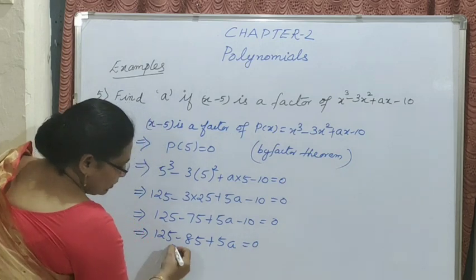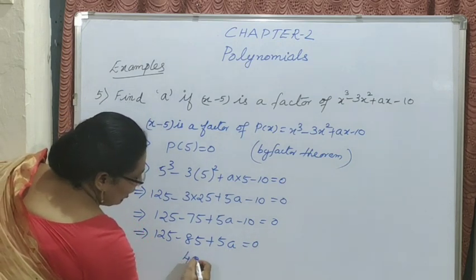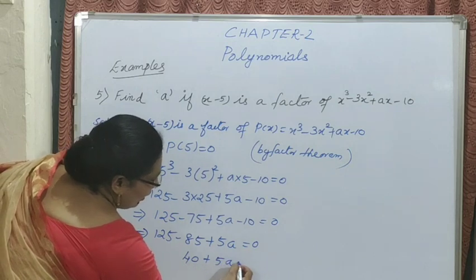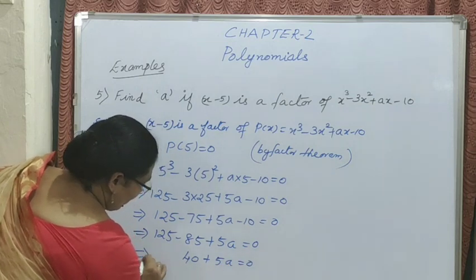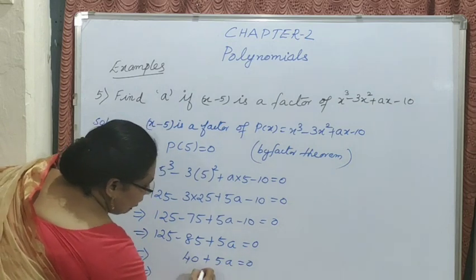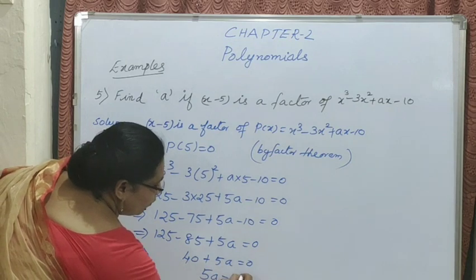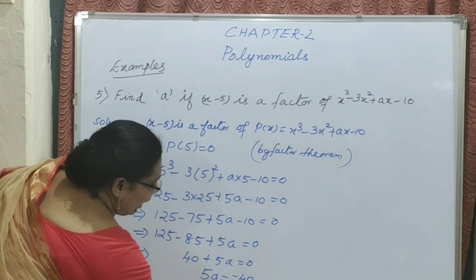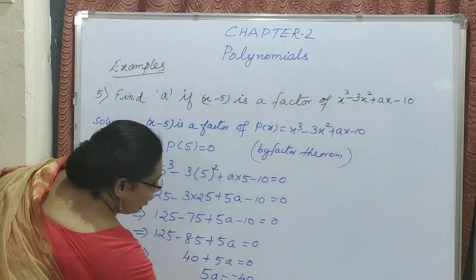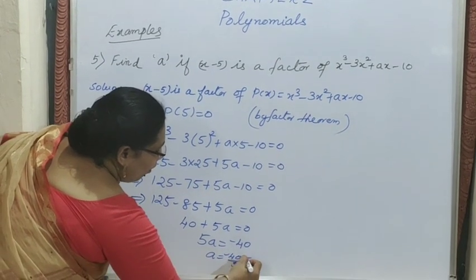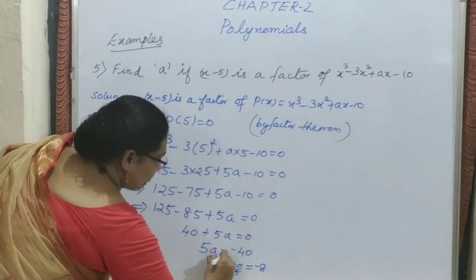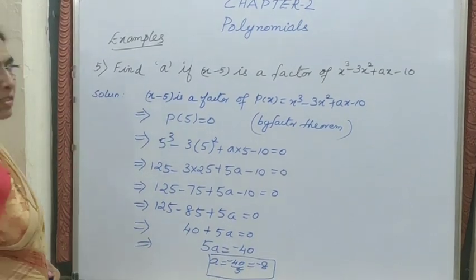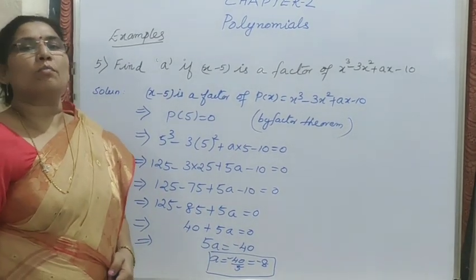So what is the subtraction here? It is 40 plus 5a equal to 0. So this implies 5a equal to minus 40, or a equal to minus 40 by 5, or equal to minus 8. What is the answer we are getting? a equal to minus 8.